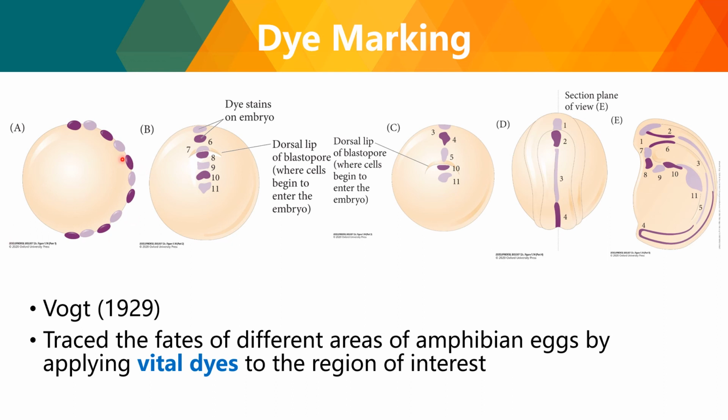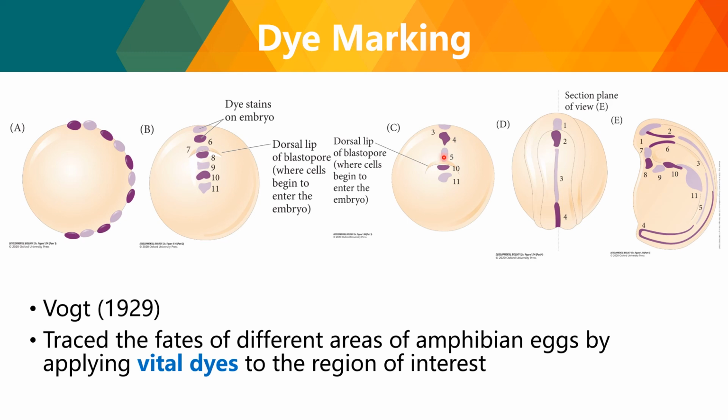So in here you will see kung paano niya inintroduce yung dye. So dye sites on the embryo are this one. So may darker and then may lighter dyes. So makikita niyo dito meron ng dorsal lip. So that's where the cells begin to enter the embryo. And then next is here, kung makikita nyo, dorsal lip of the blastopore. So kung dito 6, 7, 8, 9, 10, 11, makikita mo habang pumapasok yung mga cells dun sa dorsal lip na yon, pumapasok din yung mga may dye.